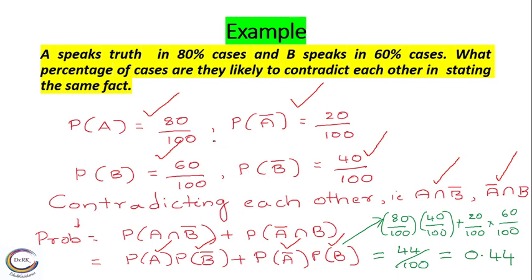P of A is 80 by 100. P of B complement is 40 by 100. P of A complement is 20 by 100. P of B is 60 by 100. So that is 44% or 0.44, the probability corresponding. So like this we can try various problems based on our understanding of the basic probability, and a few properties or rules like mutually exclusive, what happens if they are independent events, what happens.